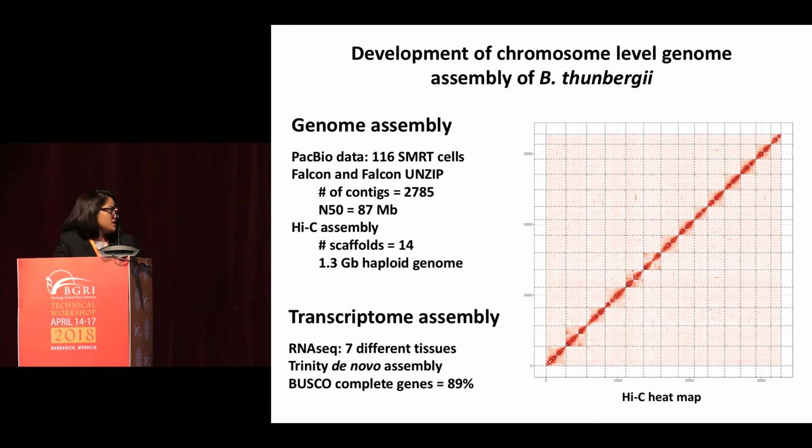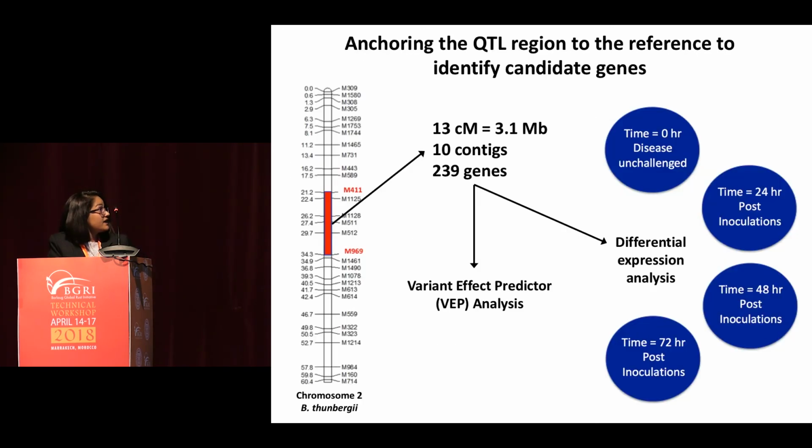And on top of that, we did a transcriptome assembly, and we used RNA-seq data from 7 different tissues and did a Trinity de novo assembly. At this point, we have a good transcriptome assembly with 89% of the universal single copy orthologous genes, which is pretty good for a plant. And then we anchored our QTL regions with our physical map. Our 13 centimorgan in our genetic map corresponded to a 3.1 megabase region in the reference genome. And we have 10 contigs belonging to that region. And through our annotation, we found that there are 239 genes.